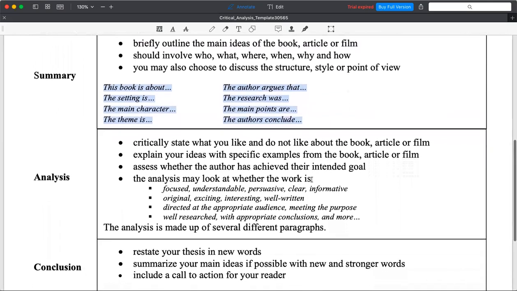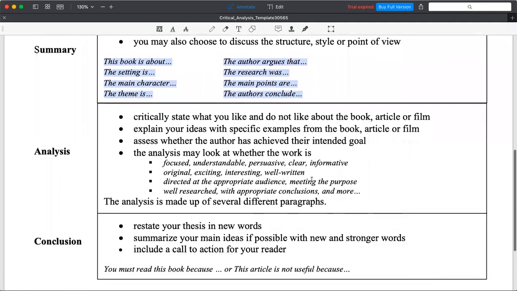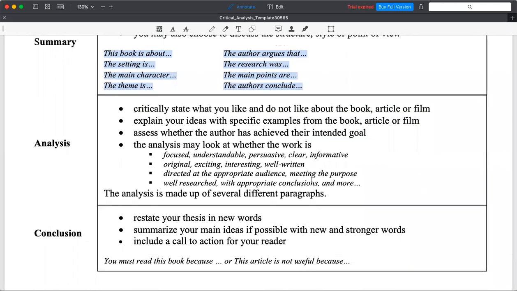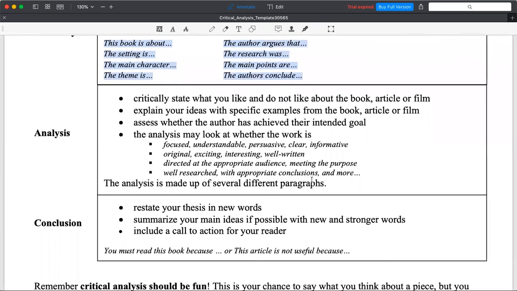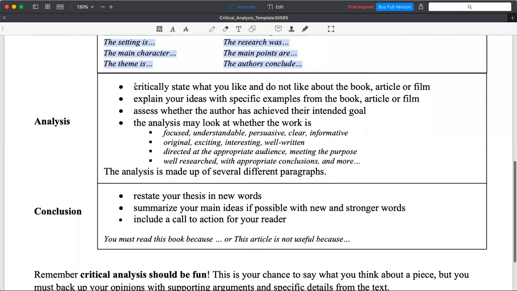The analysis section would be the next part, either in your presentation or in your essay writing or in your email. The analysis is very important. You need to critically state what you like and what you did not like about, for example, the film, the book, the article, or the presentation. For example, imagine that you're writing a brief analysis about a lecture that you attended. Any kind of analysis that you write, you need to critique. Then you need to explain your ideas with specific examples from the book, the article, or the film.